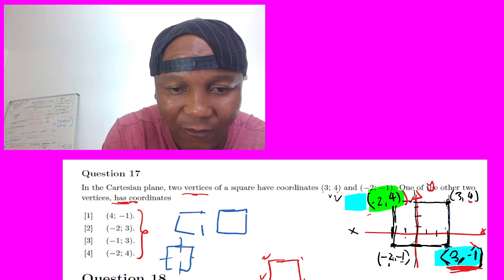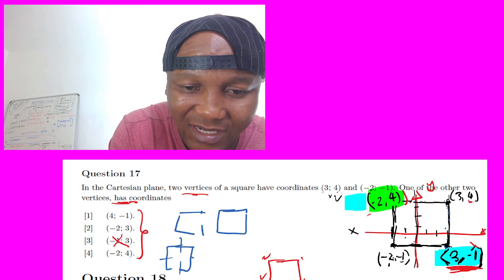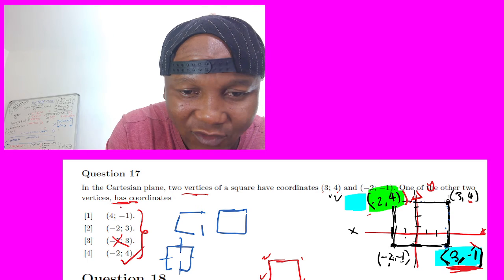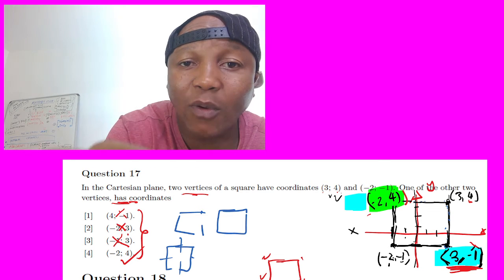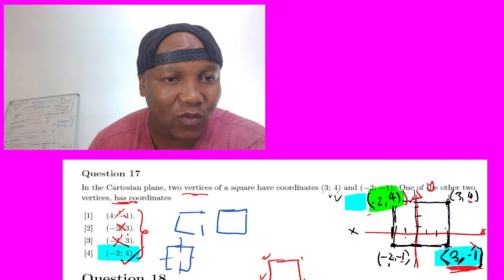Now let's go. 3 and -1. Do you have 3 and -1? No, it's other way around. So it's wrong. It must be exact. Okay, now -2, 4. The last option. This is not. This is not. So the answer is going to be the last one. The last option. Now let's go to the next question.